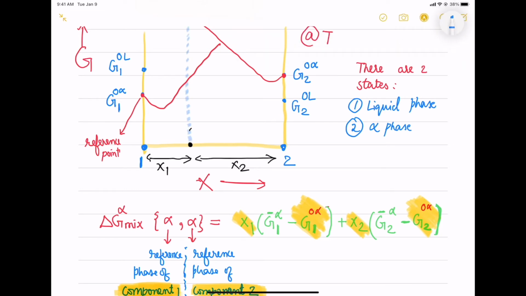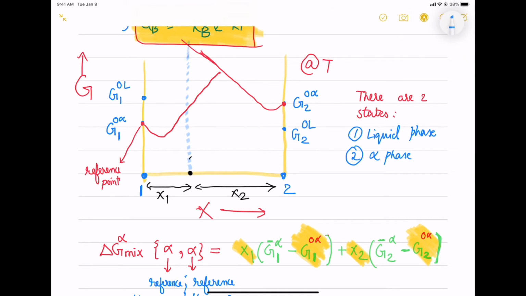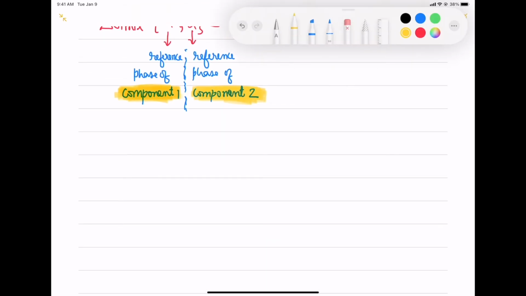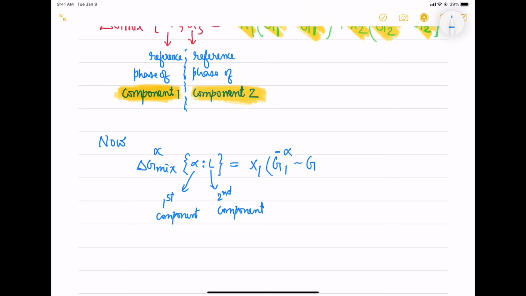So this G1 alpha and G2 alpha, let's see where are they. So the G1 alpha refers to the point where it crosses the graph. So those are the points. So I marked them. So I hope you understand how this reference works. Now let's go to a different reference point. So this is for the first component and liquid is for the second component.